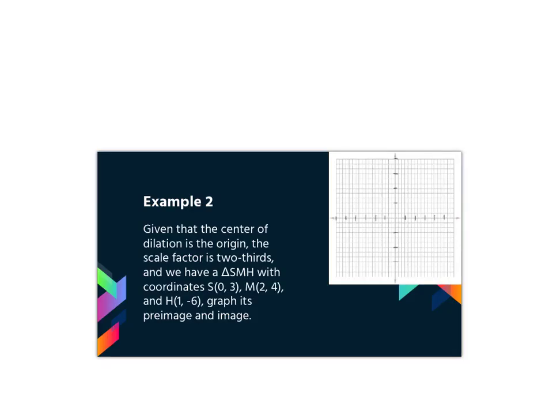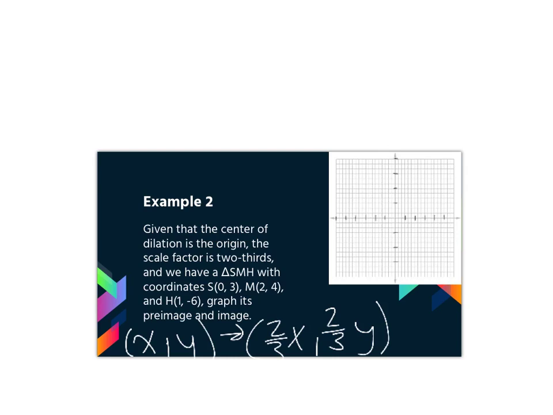For example 2, we're given the scale factor is 2/3, and then we're given the coordinates for a triangle SMH. We are supposed to graph its preimage and image. So to do this, I find it helpful to come up with the rule. So the mapping rule would be (x, y) goes to (2/3 x, 2/3 y). And we know to do this because it gives us our scale factor. If we wanted to write the function rule, it would be the same thing, but we would just use a different notation. And that would be f of (x, y) equals (2/3 x, 2/3 y).